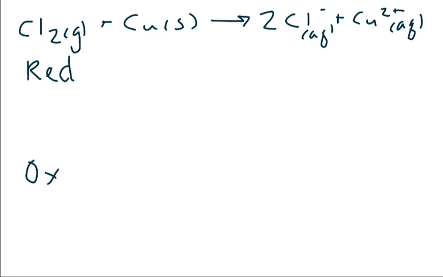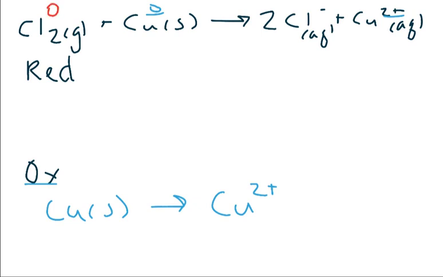So if you look here, copper by itself has a 0 charge. So copper is going from 0 to +2, meaning it's losing electrons, meaning it's being oxidized. So we can write the copper half reaction down here. It's going from copper to copper 2+. That means that what's being reduced is the chlorine, which is going from a charge of 0 because it's by itself to a charge of -1, so it's gaining electrons, meaning it's being reduced. So we can write the chlorine half reaction here.